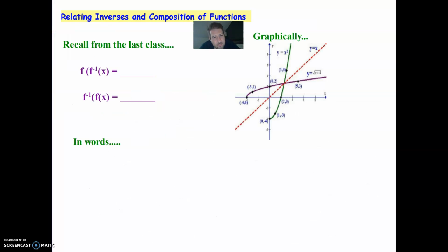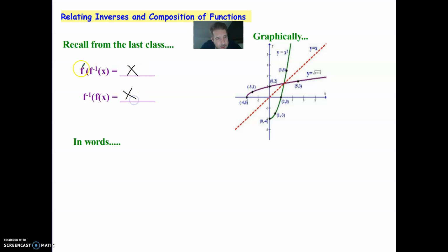Okay, so relating inverses and composition of functions. Recall from the last class, graphically we have these two inverses, this purple and this green, which are perfect reflections over the dotted line. So we find out that no matter what x you put in for the first function, whatever answer you get, you put in for the second function, you're going to get the exact same x you put in to begin with.